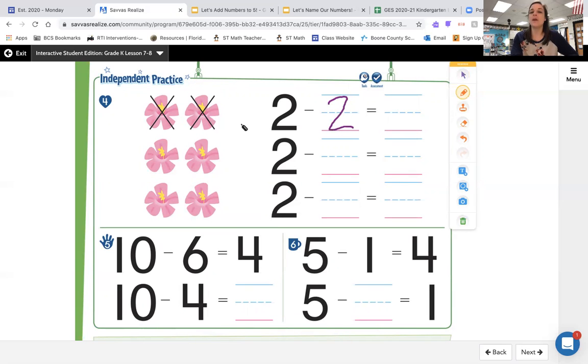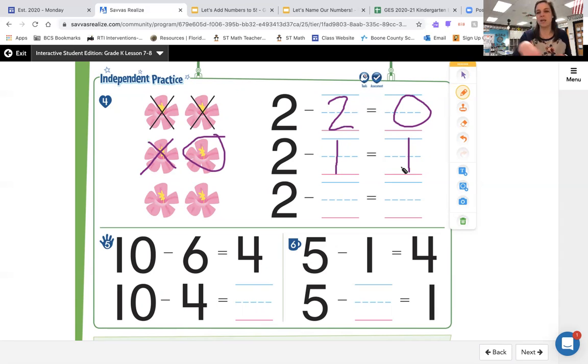So I have 2, take away 2. Well, if I have 2 and both of them are taken away, 1, 2, how many do I have left over? 0. So 2 take away 2 is 0 left over. Okay. In the next row, we have 2 again. This time, I'm going to take 1 away. So let's put an X on 1. Write our 1 on the next line. Let's circle how many leftovers we have. And what's our answer? 1. 2 take away 1 is 1 left over.